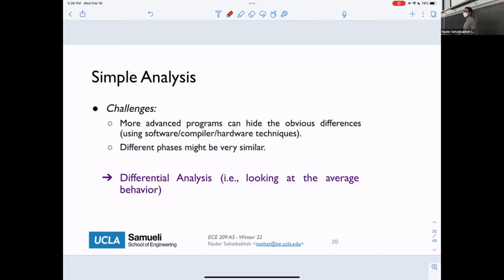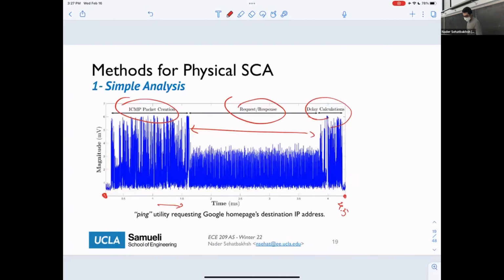Another thing is that the different phases of a program might naturally be very similar. In the previous examples, it was obvious that there were differences, but for many cases that's not the case. And the final point, which I didn't put here, is that sometimes there's not enough information that we want. For example, as you can see, although we can distinguish the request response phase from the packet creation phase, we can't really distinguish individual phases within this.